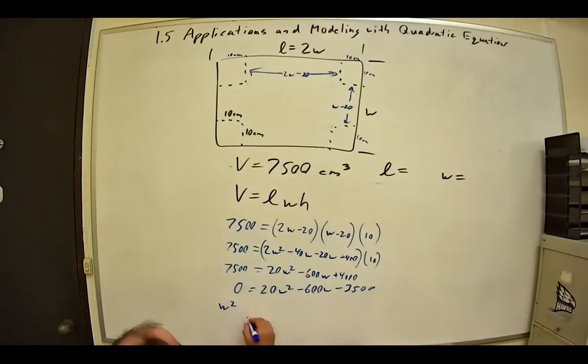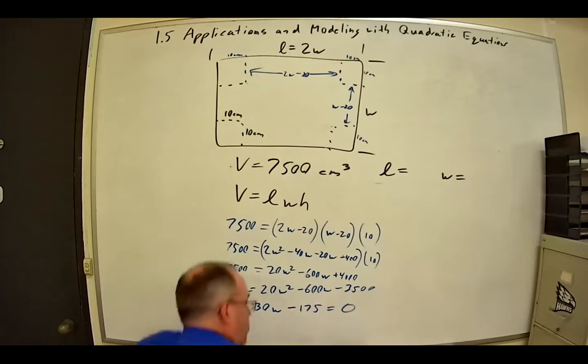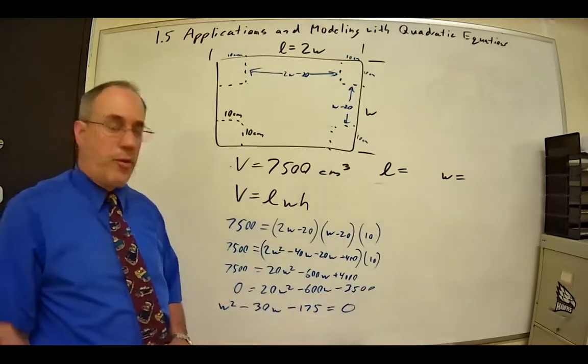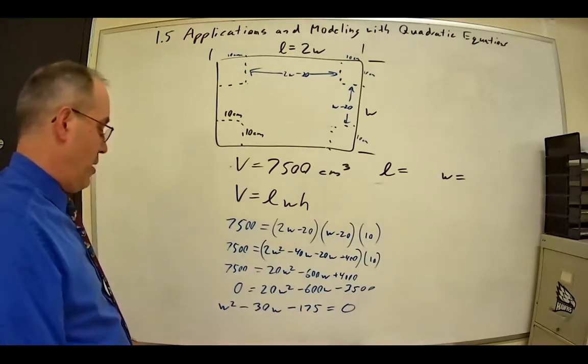So I'm going to say W squared minus 600 divided by 20 is 30, 30W, minus 3,500 divided by 20. 3,500 divided by 10 is going to give me 350. 350 divided by 2 is going to give me 175, is equal to 0. So now I've broken it down to something that's a little bit more doable.